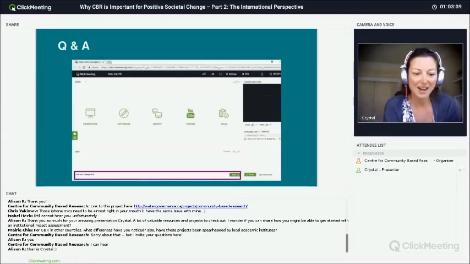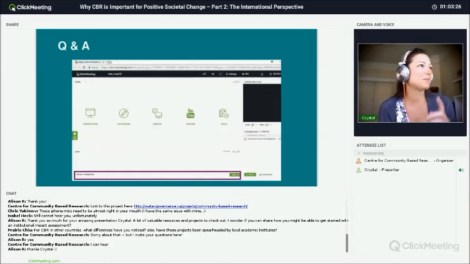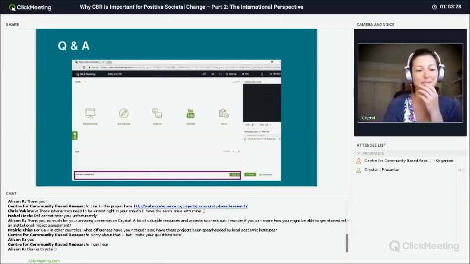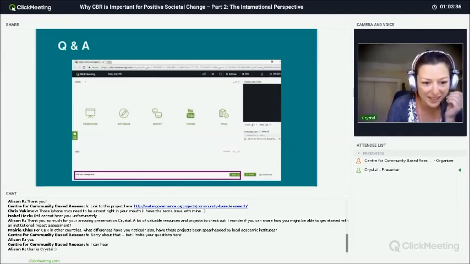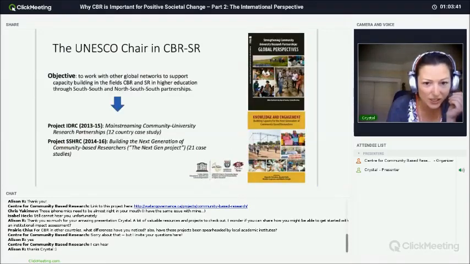Lots of differences. I think there are different research traditions that come out of different regions of the world. Latin America has a very strong community-based research tradition. Actually wrote a really good chapter on that in, which slide was that book in? Number 8. Let me just pull that up. Slide 8. Nope, sorry, not 8.